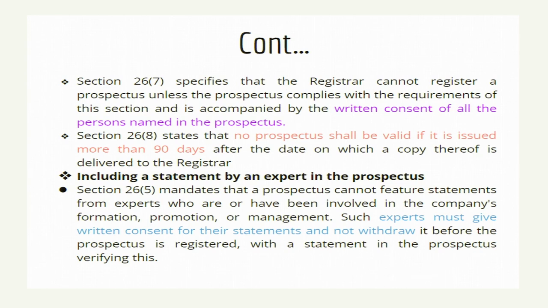Section 26(8) states that no prospectus shall be valid if it is issued more than 90 days after approval. It means you must submit to ROC within 90 days from the date of approval. If you do not publish this document, there is no meaning to such documents. That is not treated as a valid document. So, all requirements must be complied with within the time frame defined by legal provisions. So, the date of registration is very important, and the date of issuing the prospectus is also very important.